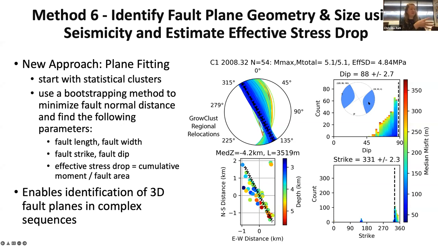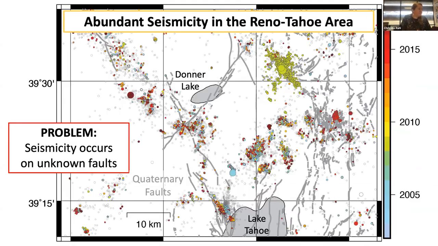So some of the results for the fault measurements come out really well like this, and other ones maybe not so much, especially the more horizontal it is or the worse the depths are, right? Then it's going to end up fitting just a horizontal plane. So what we get out of this is the fault length and width, the strike and the dip, and then we also get the effect of stress drop, because you can add up the moment of all the seismicity and divide it by the fault area. So we're starting to get again at the source physics, or these fault properties in a way.